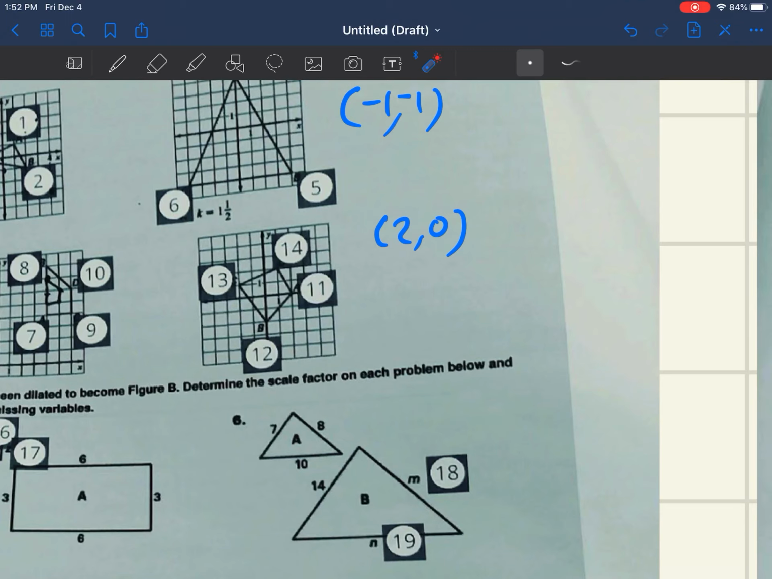Okay? So I'm going to take a 2 times 1.5. You can put that in the calculator. You just go 2 times 1.5 is 3. And 0 times 1.5, well, that's just 0. So the answer to number 11 is 3, 0.